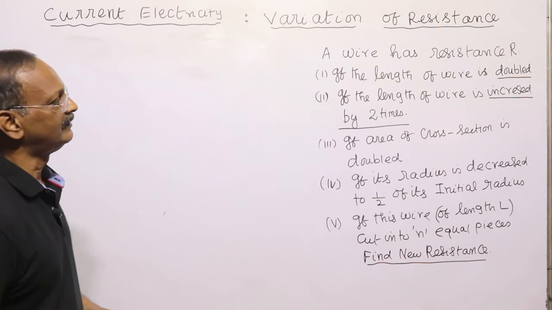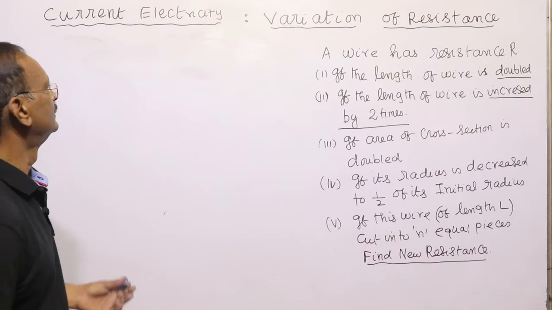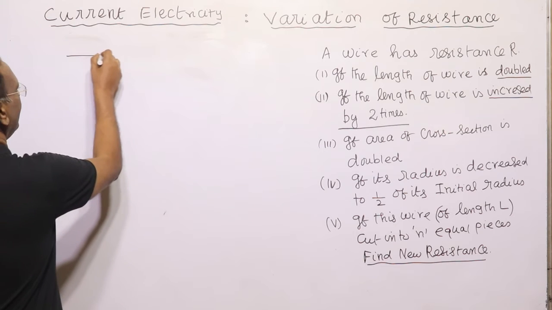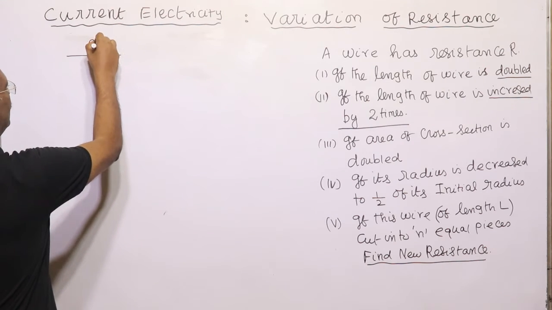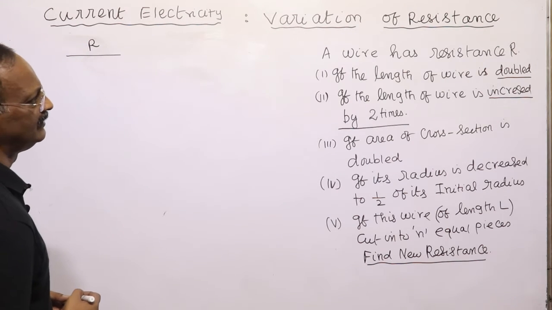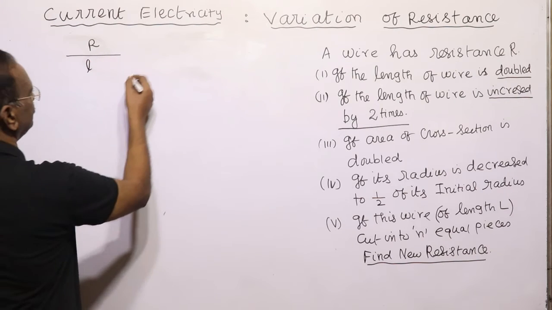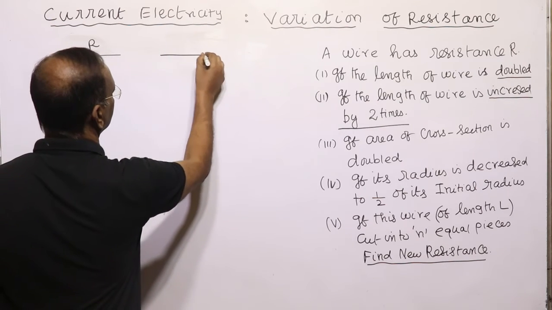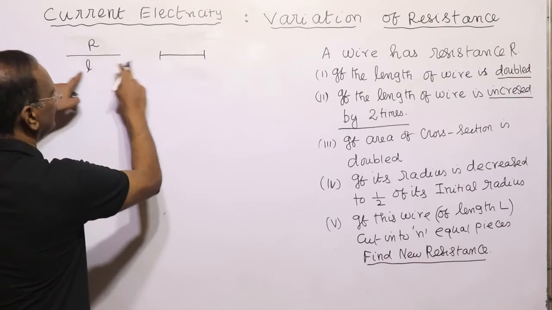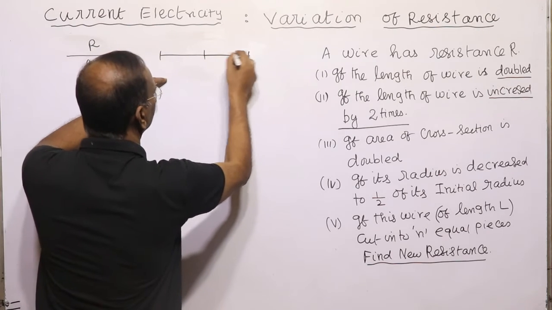A wire has a resistance of R. If the length of the wire is doubled, suppose its length is L, then if the length of the wire is doubled, it means this is one length and one more length is added.